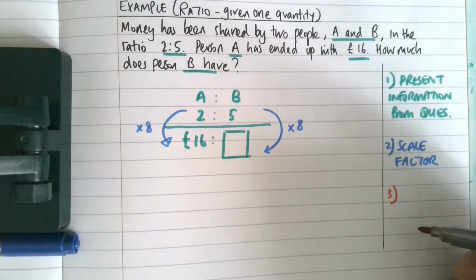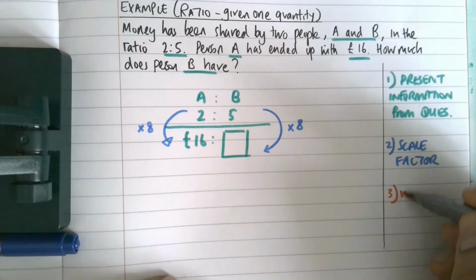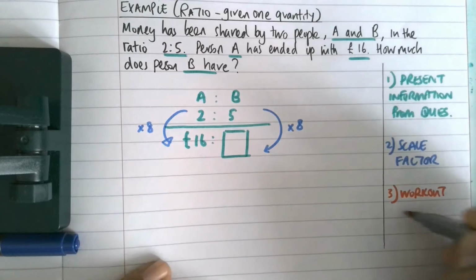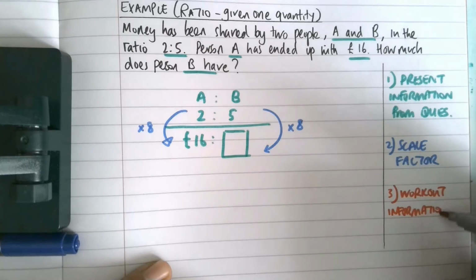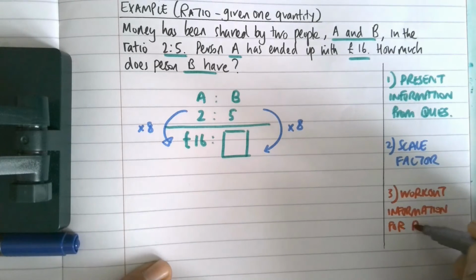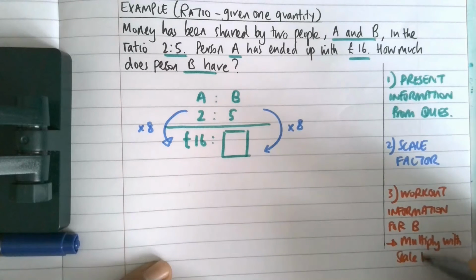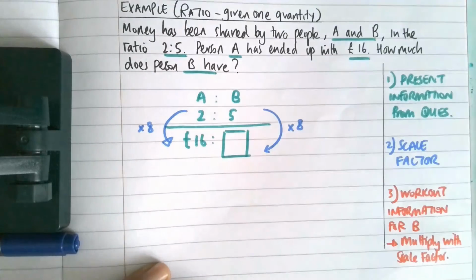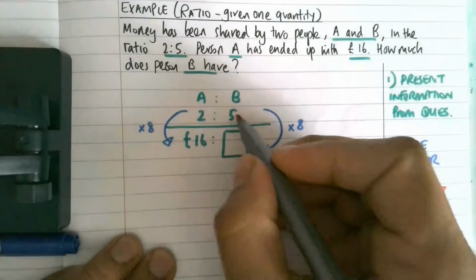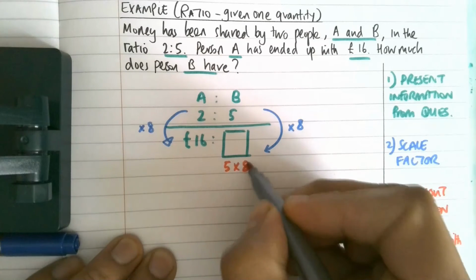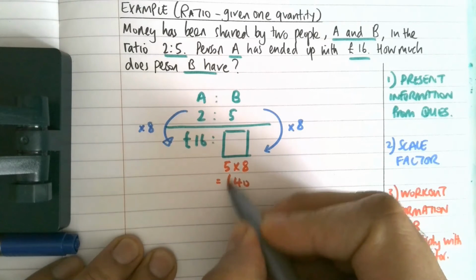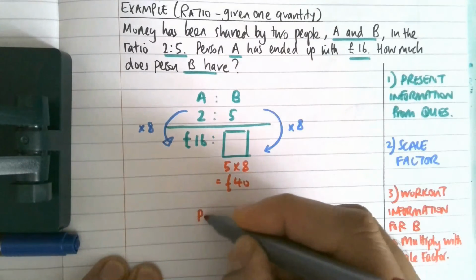The third step will be to work out how much B gets, and we're going to multiply by the scale factor. So step number 1 was to present information from the question. Step number 2 was to work out the scale factor, and step number 3 is to work out the information for B. We're going to do that by multiplying by the scale factor. And 5 times 8 is what B is going to get. 5 times 8 is 40. So B gets £40. And that's the answer.